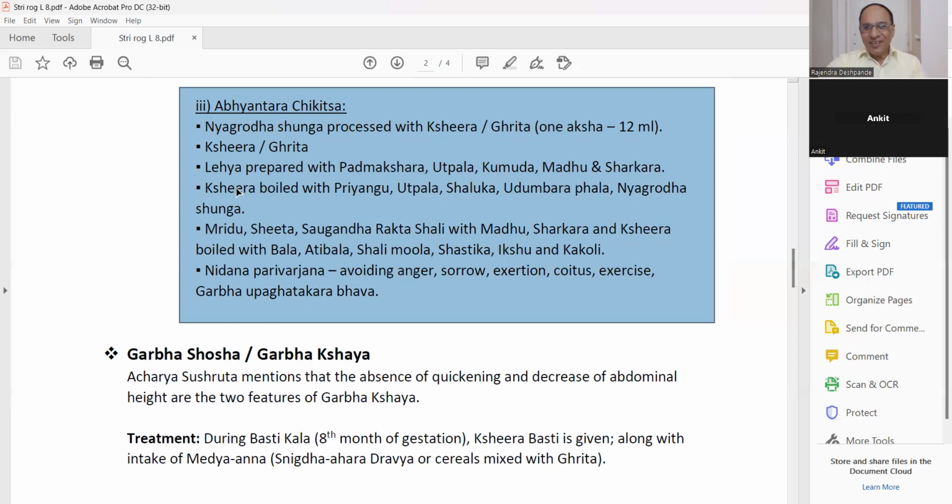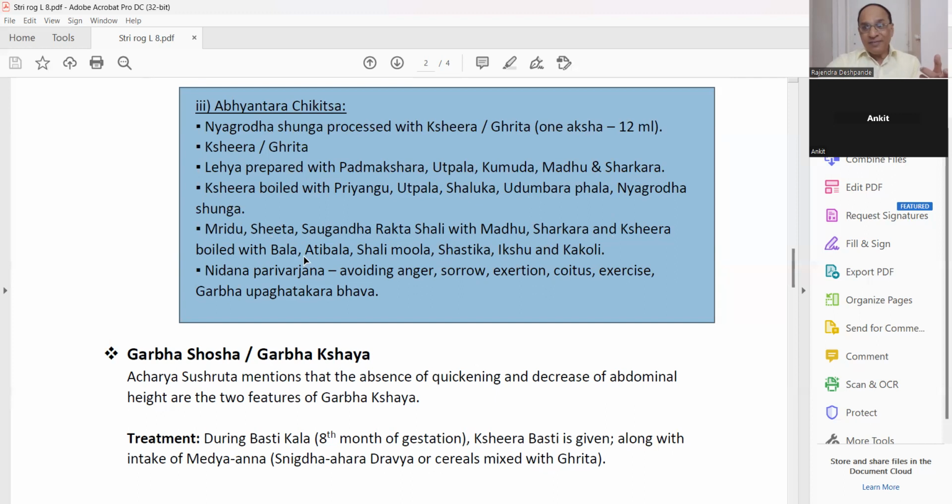anti-aging, prepared with, what is that? Padmaka, Utpala, Kumud, lotus, Madhu, honey, and Sharkara, sugar. Next, Kshira boiled with Priyangu, Utpala, then Udumbara Phala, and Nyagrodha Shunga. That is Kshira boiled, medicated milk. Then Mrudu, Sheeta, Sugandha Raktashali with Madhu, honey, Sharkara, sugar, and Kshira, milk, boiled with Bala.